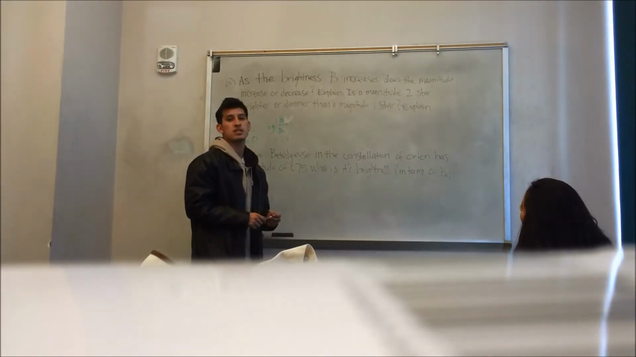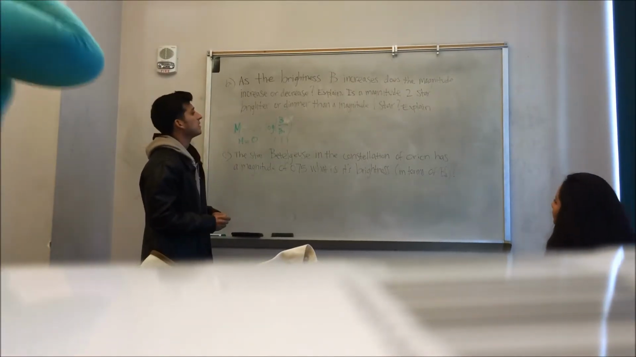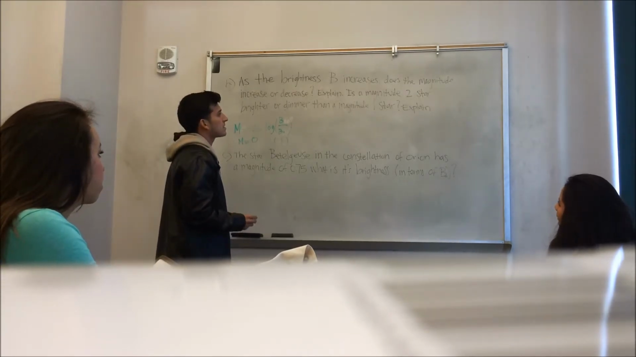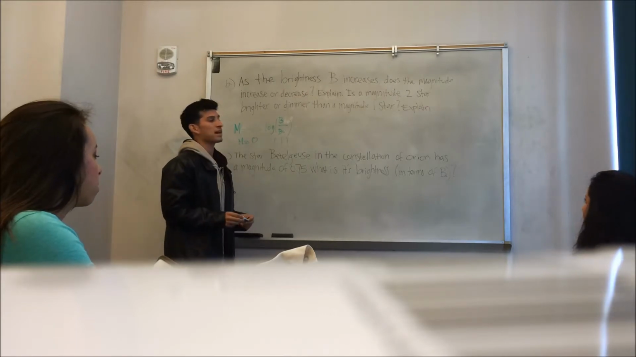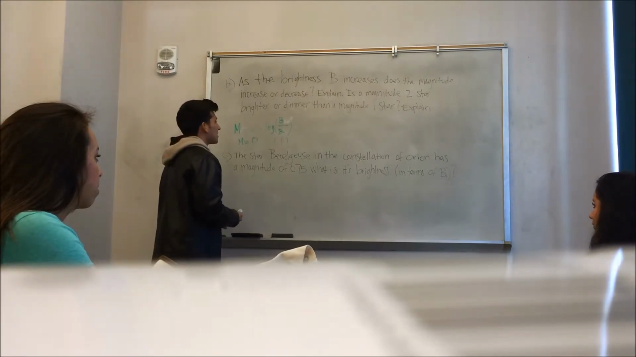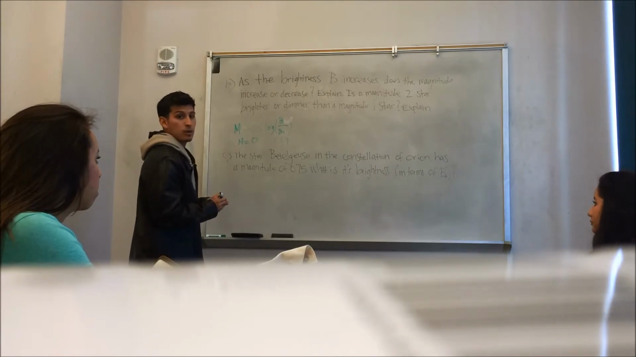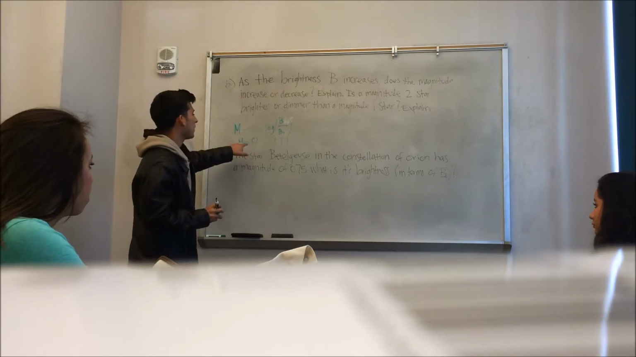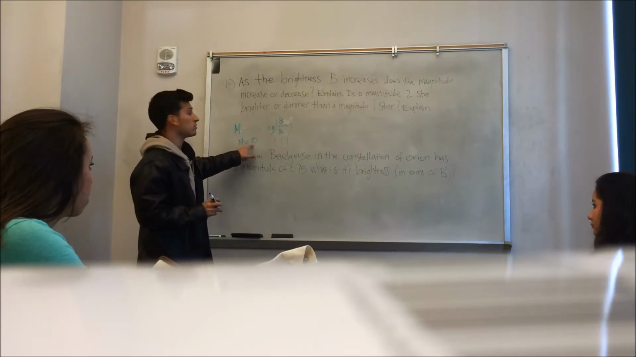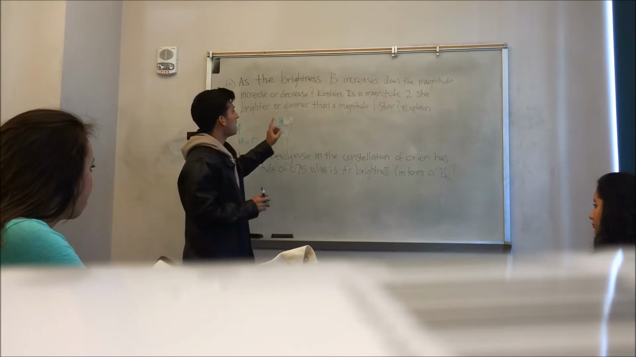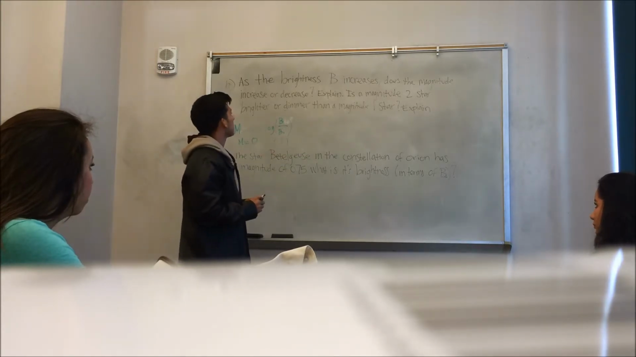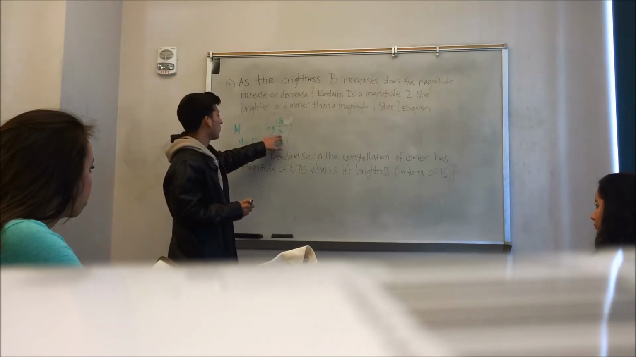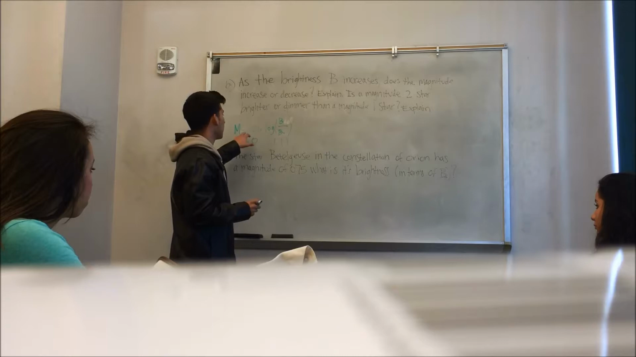Okay, so the next part of the question asks, as the brightness B increases, does the magnitude increase or decrease? Explain. Is a magnitude 2 star brighter or dimmer than a magnitude 1 star? Explain. So from our given equation, m equals negative 2.5 log b over b naught, we see that when the brightness is 1, the magnitude equals 0. So as the brightness increases, the magnitude is going to decrease. We could sub in any number for the brightness, and we're going to get a different magnitude.